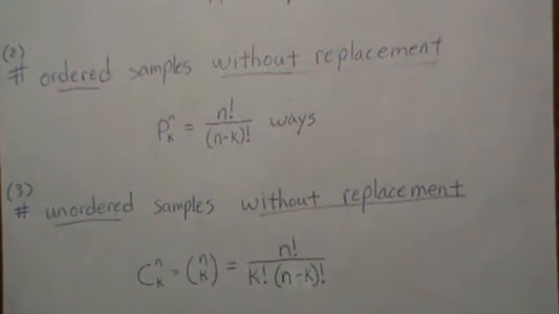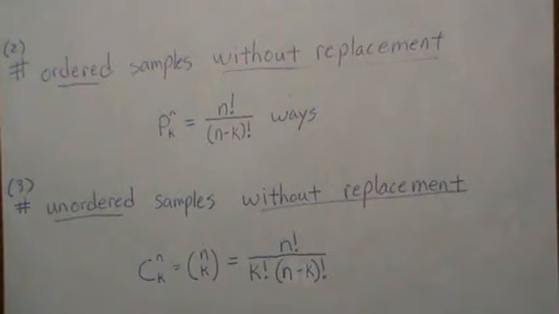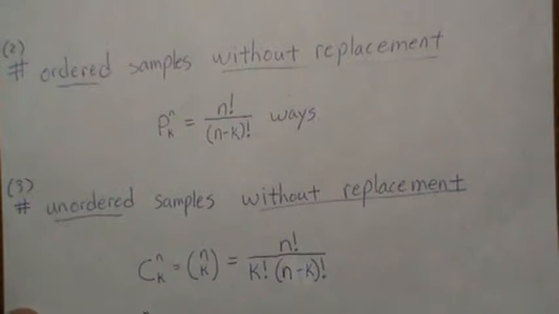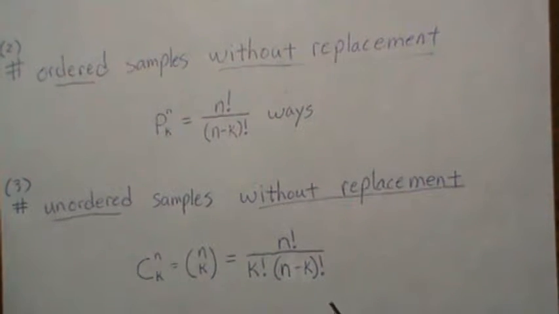And now we have an unordered sample, and this is where we're just looking at the balls in the sample. Hey, we got a 3, 5, and a 2. It doesn't matter what order we drew them in. Those are in our sample. Okay, so these are unordered without replacement, and this is the formula, and this is widely known as combinations, n choose K, and this is the standard formula.